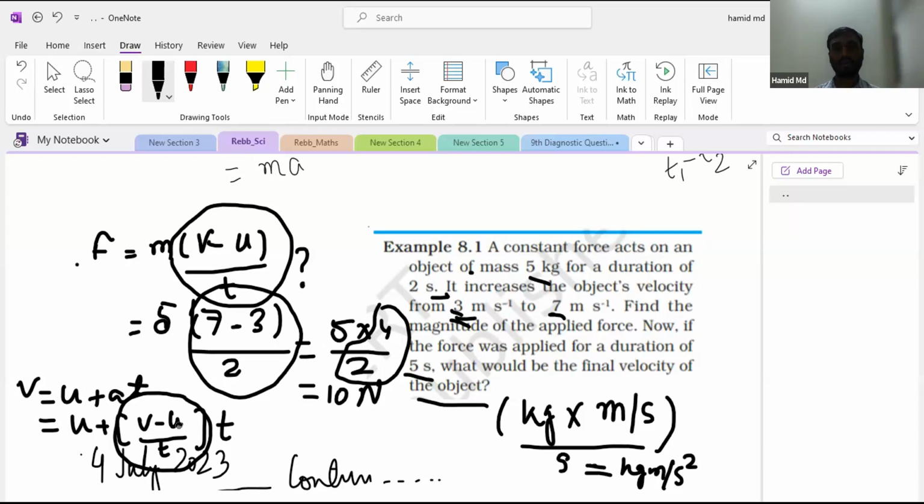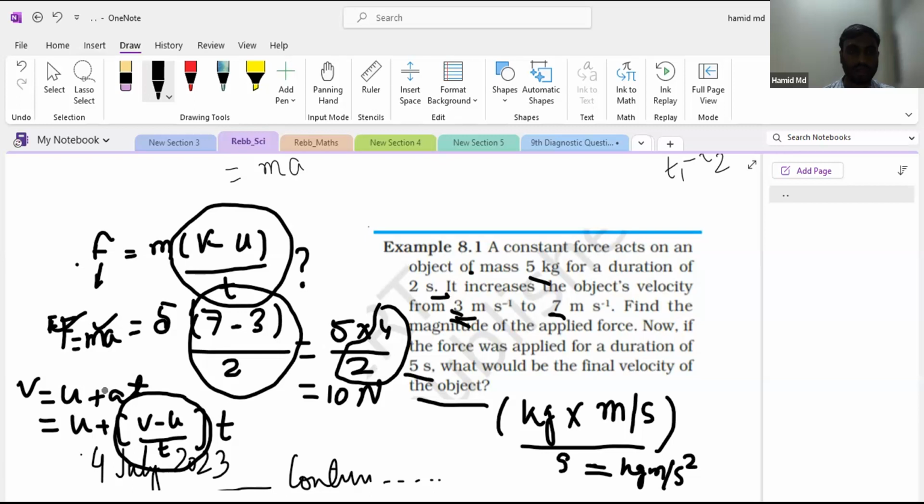Can I jump into it? Yes, sir. Let me make your life simpler. See, the question is connected with this force, right? Once we calculated the force, 10 Newton, now we have to write the force, that F is what? F is equal to mass times acceleration, right? We calculated the force and we know the mass.